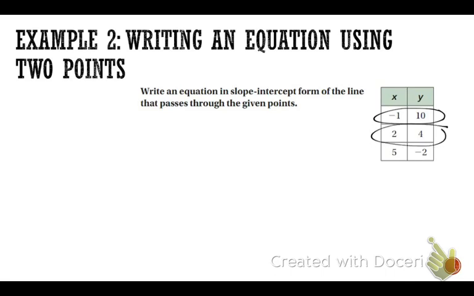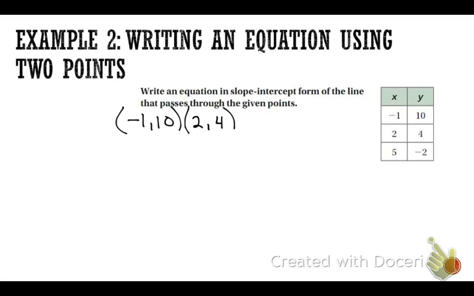Are those the only 2 ordered pairs I could use? No. Could I use 2, 4, and 5, negative 2? Absolutely. It does not matter. I'm just going to use the first 2: negative 1, 10, and 2, 4. I strongly encourage you to write them down side by side. It's so much easier to determine the sequence. Now I need to use those ordered pairs to find the slope. Go ahead and do that.